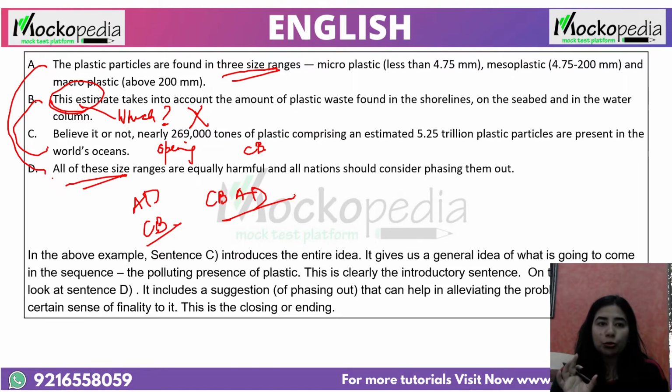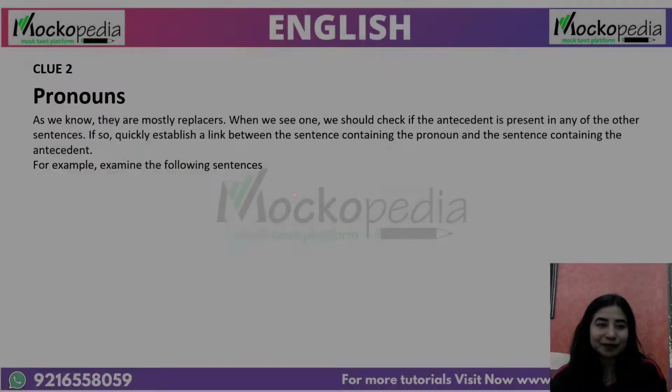So I hope you are able to understand. There are a lot of takeaways from this particular question. First, you can take into account that C is a broader statement, right? And then you can see "this estimate", which would be referring to the estimate that sentence C talks about, and you can see "these size ranges". This is one clue, and this is another clue that you can consider to look for a broader statement. We will talk about "this" and "these" in detail in the further slides.